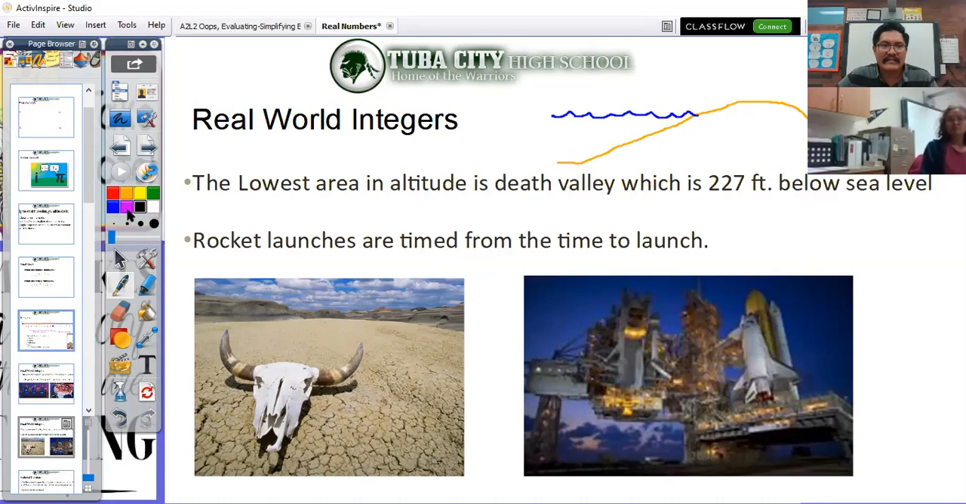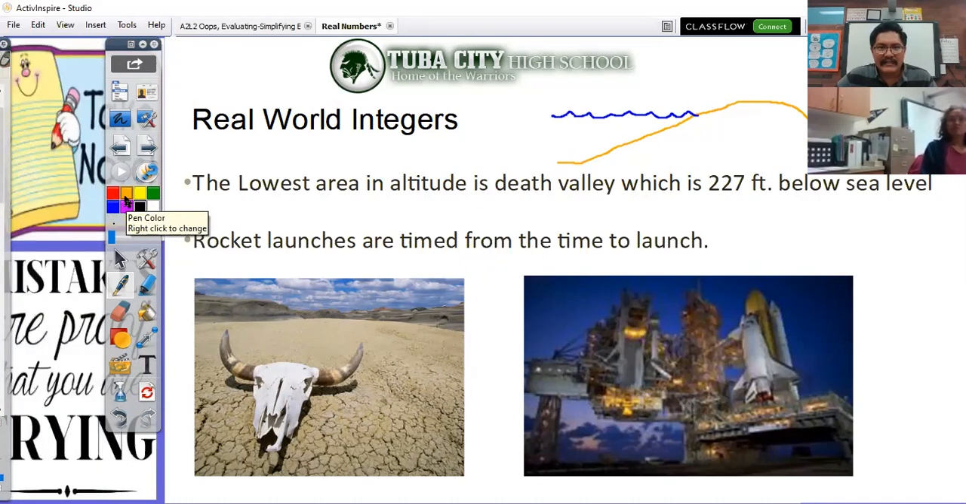It's even hotter than Phoenix, and you thought Phoenix was hot. It's like in Phoenix, when you get out of the car after the air conditioner's on, you're like, oh my God, it's like standing on the sun. Why do people live here? But anyway, that's one example of where you can have a negative altitude. So it would be -227 feet.